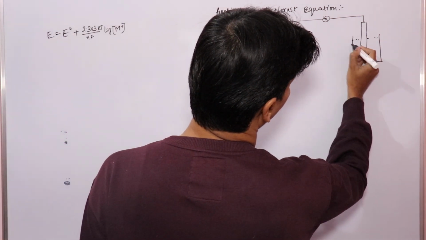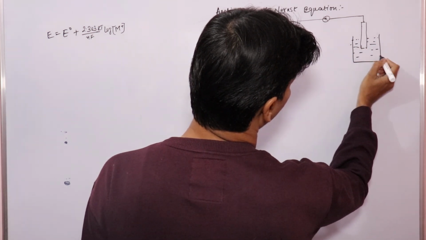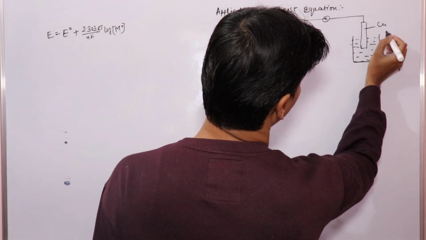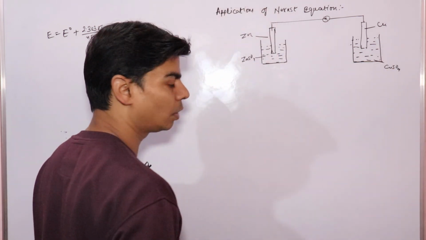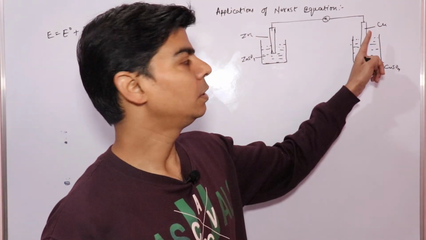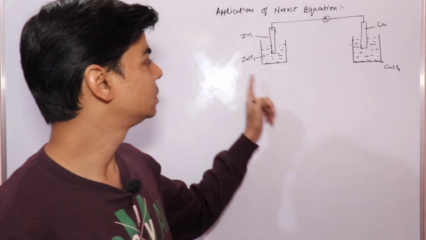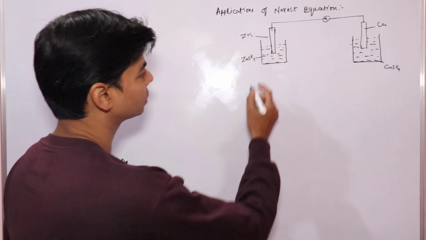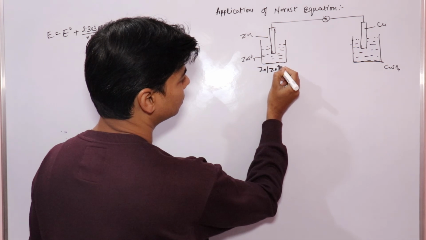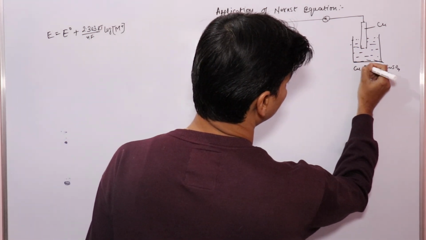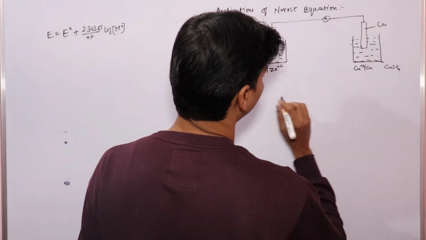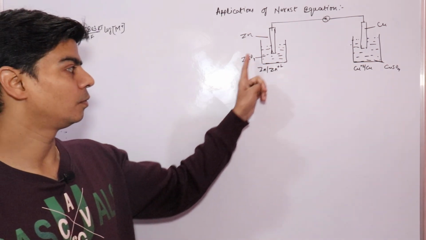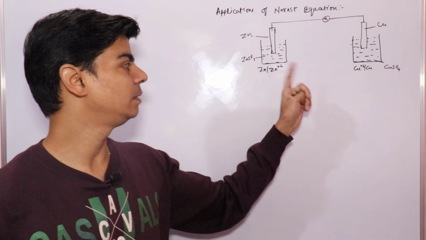Similarly, in the other half cell, we have copper sulfate and copper electrode. So here copper is in contact with copper ions. This is your copper electrode where copper is in contact with its own ions, and this is the zinc electrode where zinc is in contact with zinc ions. These are known as redox couples, where the oxidized and reduced forms of the same substance exist together.